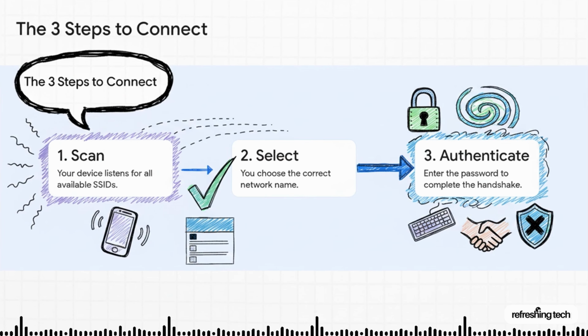And connecting is really just this simple three-step dance. First, your device scans the air, listening for all the network names it can find. Second, you see the list and you pick the right one. And third, you authenticate, you type in the password. That password is what completes the handshake and creates a secure connection between your device and the router.